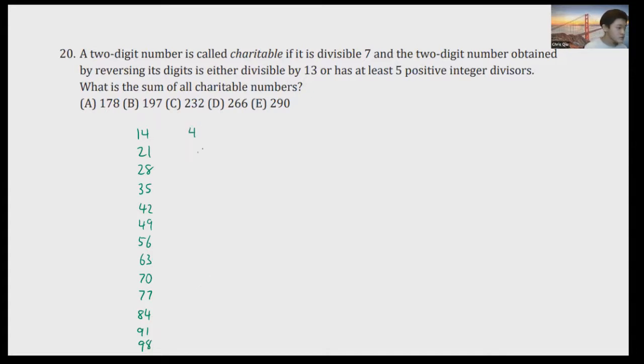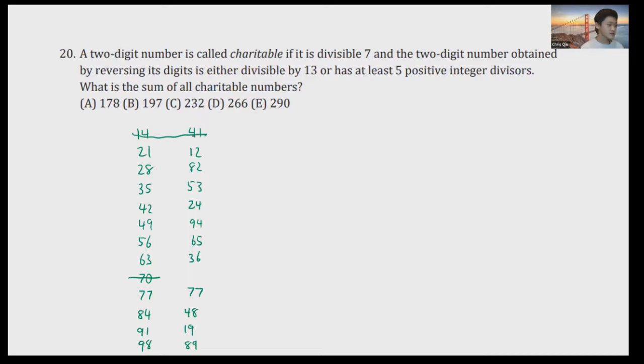So let's reverse these. 41, 12, 82, 53, 24, 94, 65, 36. 70 reversed is not a 2-digit number, so we can cross that out. 77, 48, 19, and 89. And so now what we do is we check each of these numbers to see if it's divisible by 13 or it has at least 5 positive integer divisors.